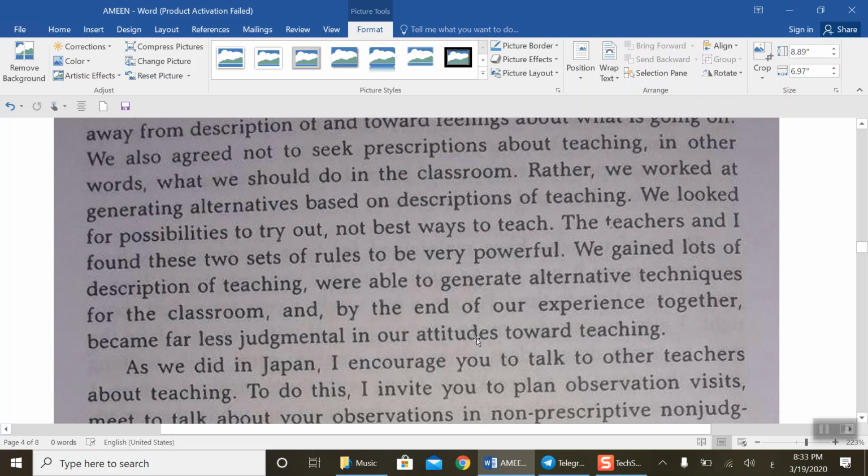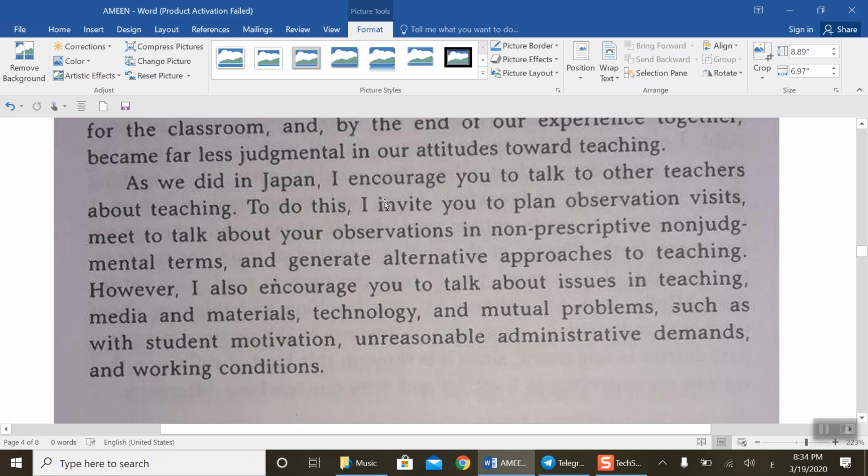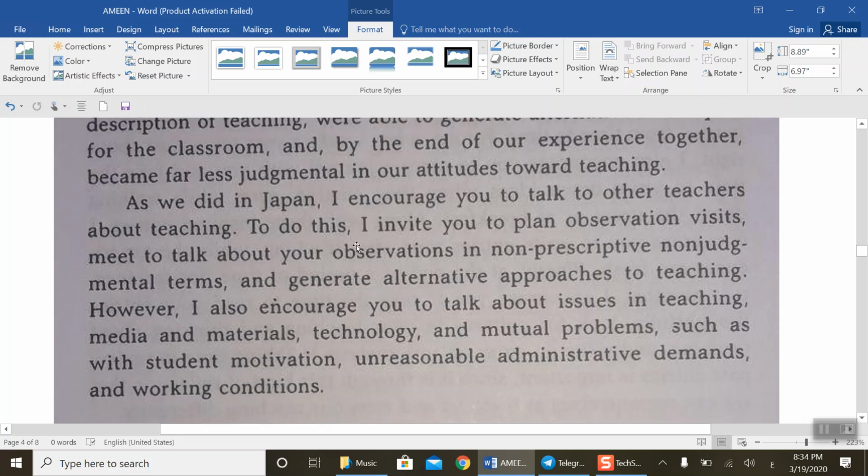You see here, as we did in Japan, the writer addresses us: I encourage you to talk to other teachers about teaching, to do this. He will summarize all these ideas for us. I invite you to plan observation visits, to talk about your observation in non-prescriptive, non-judgmental terms and generate alternative approaches to teaching. This is the whole essence. Okay.